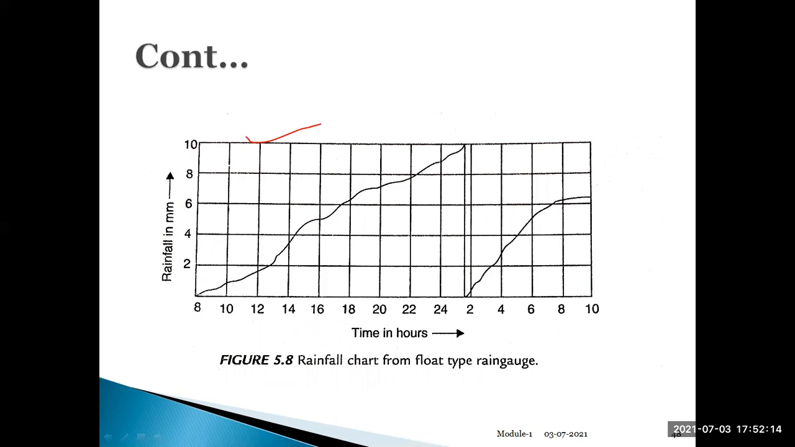This is how the data is recorded in the chart. We can see here, once the rain starts collecting, the pen will start moving. Once it reaches the top of the chart, the siphon mechanism occurs, and it will come back to 0 once again. Once the water gets collected, again it will rise. So this is a typical chart of rainfall recorded by a float type rain gauge.